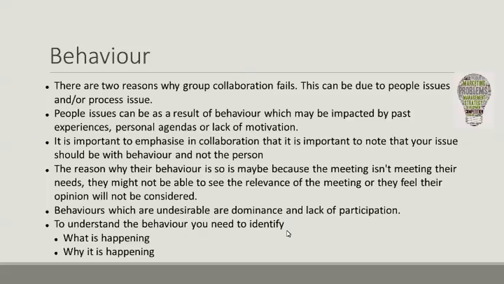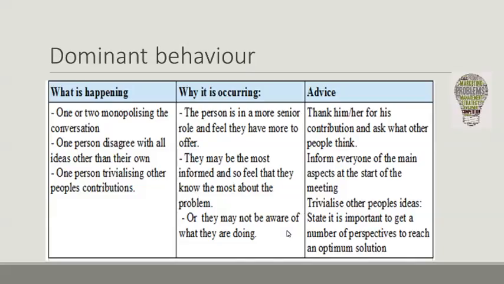To understand the behaviour, you need to identify what is happening and why it's happening. So around dominant behaviour, examples of what might be happening: one or two are monopolising the conversation, one person disagrees with all opinions other than their own, or someone might be trivialising the contributions of others. Reasons why this might occur is that the person is in a more senior position and they feel they have more to offer. They may well be the most informed and so feel that they know the most about the problem, or they might not be aware of what they're doing.